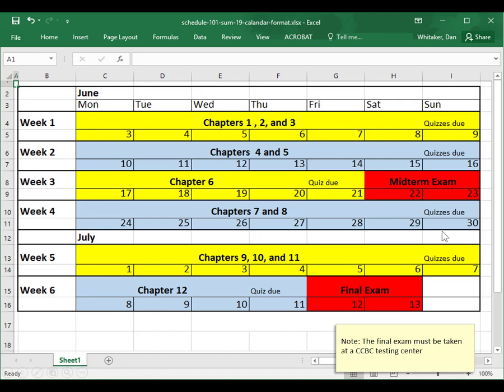Then week number 4, you have 7 days to cover chapters 7 and 8, and those quizzes are due Sunday at midnight. Week number 5, you have 5 days to cover chapters 9, 10, and 11, and the quizzes are due Sunday at midnight. Then week number 6, you have 4 days to do chapter 12, and the quiz is due Thursday at midnight, and then the final exam can be taken on Friday or on Saturday. Note, the final exam must be taken at a CCBC testing center. Please remember to make an appointment before exam week.